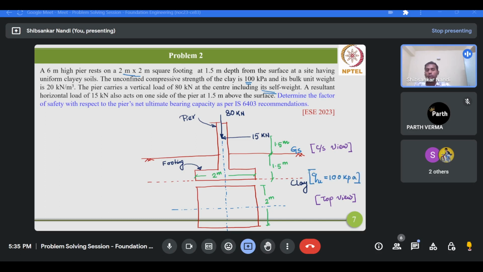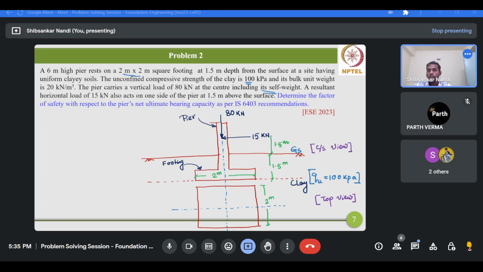Now what we have to determine? We have to determine the factor of safety with respect to this pier's net ultimate bearing capacity as per IS 6403 recommendations. Now what we have to do first? First we have to determine the inclination of the resultant load, resultant in the sense resultant of these two loads, vertical and horizontal load, from the vertical direction. It's very essential to know the inclination angle, because it will be used in the calculation of, not bearing capacity factors, sorry, the inclination factors.